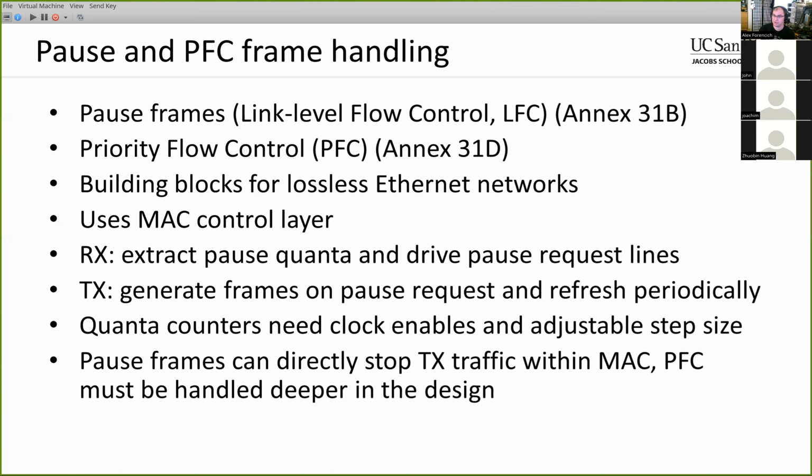The quanta counters also need clock enables and adjustable step size to deal with different configurations of the MACs. I know at least for SGMII, for example, it tends to always run at 125 megahertz, but then you have a clock enable that's pulsed either every 10 clock cycles or every 100 clock cycles to deal with the lower rates. So you need to be able to reflect that in the quanta counters to make sure they actually track the appropriate 512 bit times per step spec.